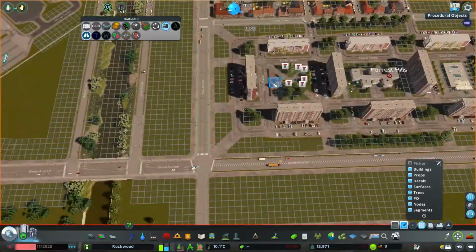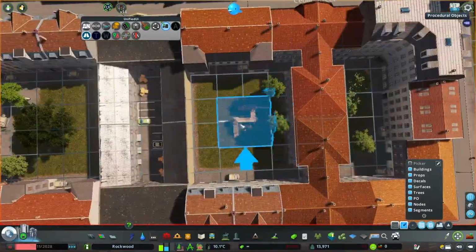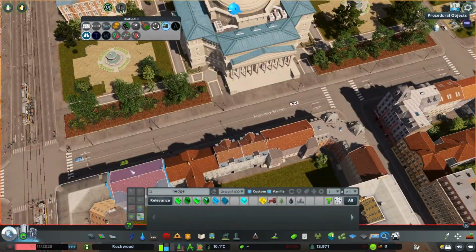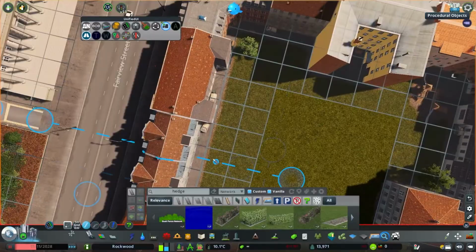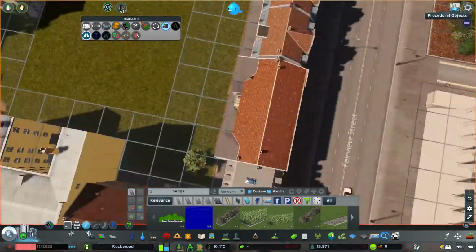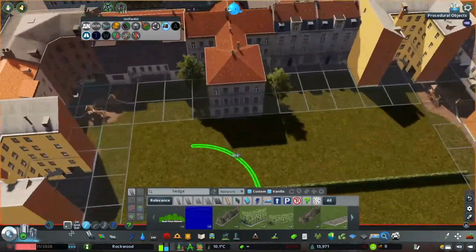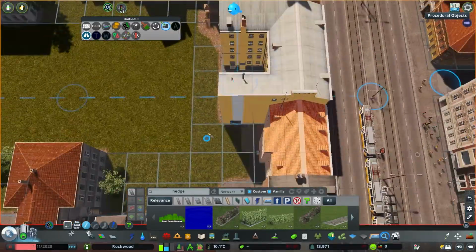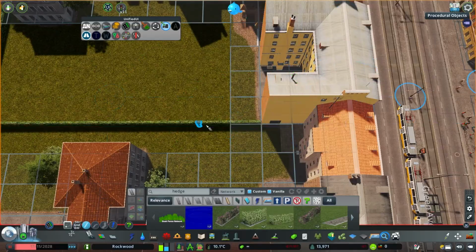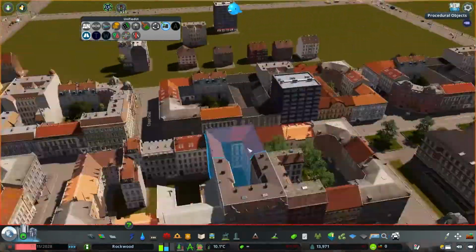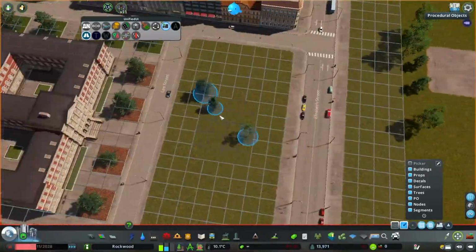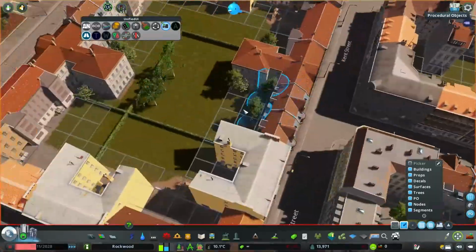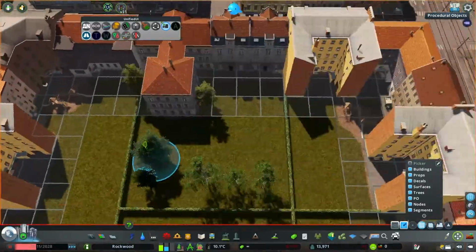Now, here are the detailing attempts in this area. You can see that I tried to use some new decoration techniques here, like I copied and pasted a playground behind the buildings into these backyards. I also used some hedge networks to mark out the property limits of this area, like this.